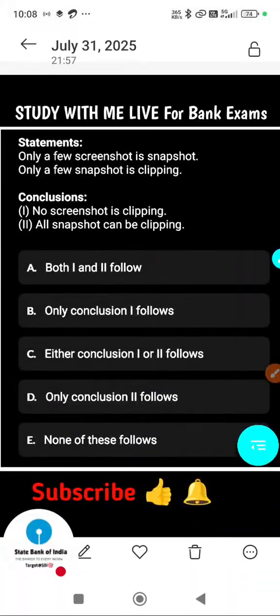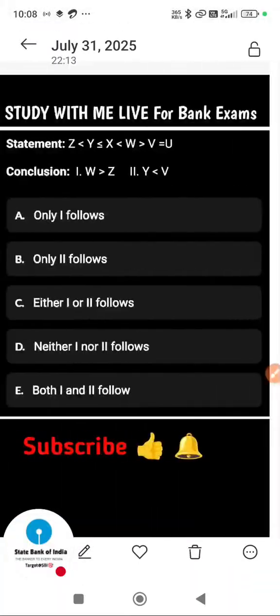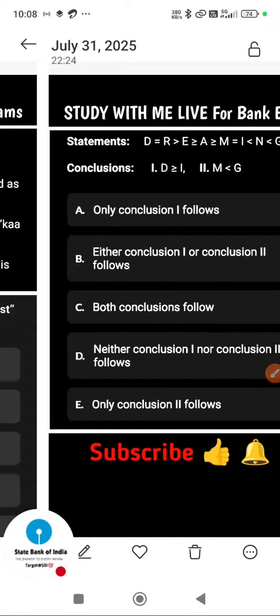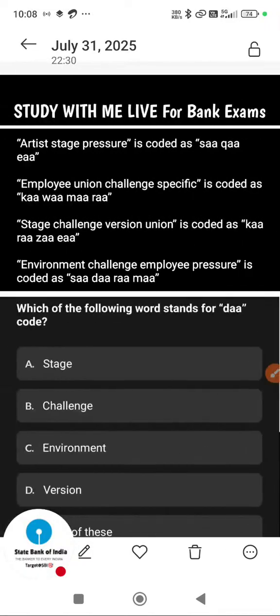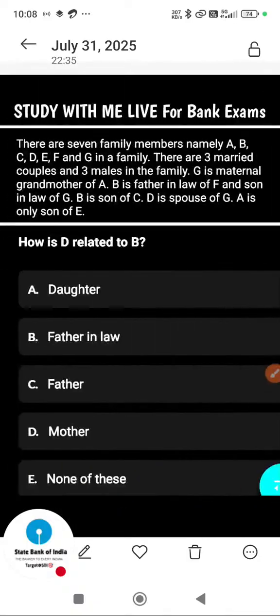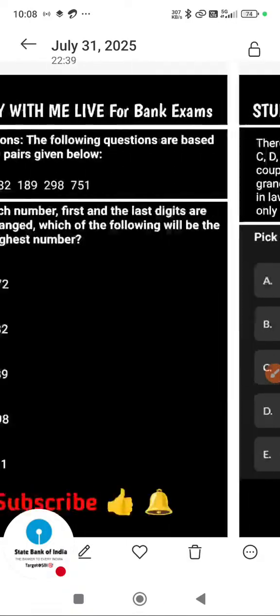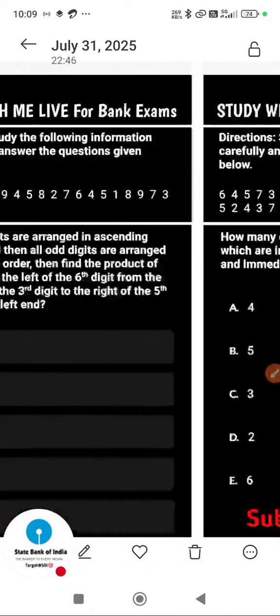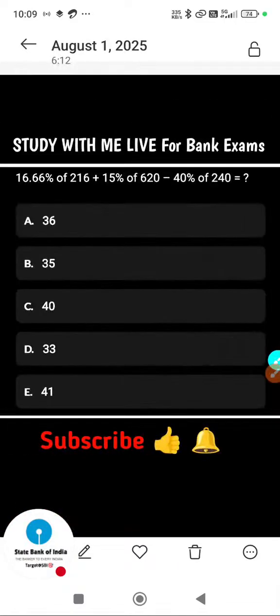Here we see syllogisms, inequalities, coding and decoding, blood relations, alphanumeric series. These are the things we are going to start and we are going to practice today.